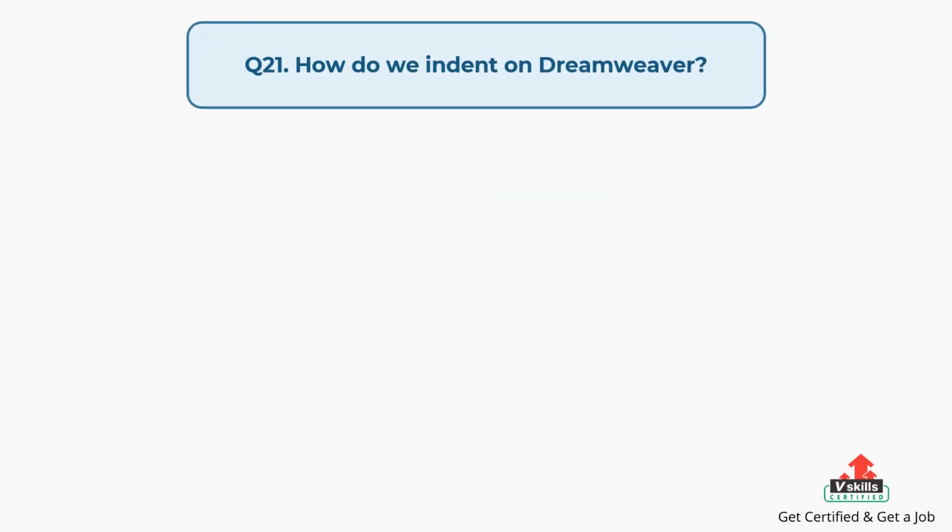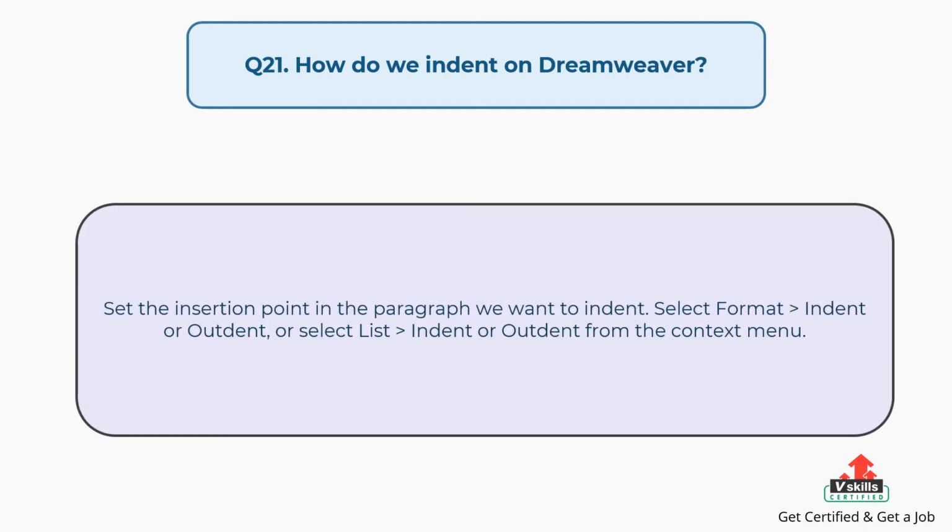Question number 21. How do we indent in Dreamweaver? The answer is, set the insertion point in the paragraph we want to indent. Select Format, Indent or Outdent, or select List, Indent or Outdent from the context menu.